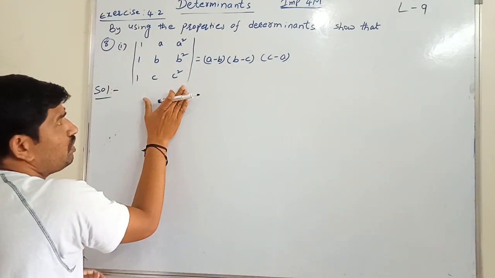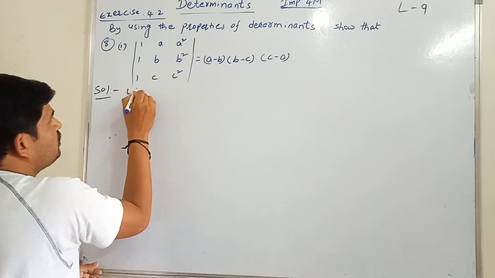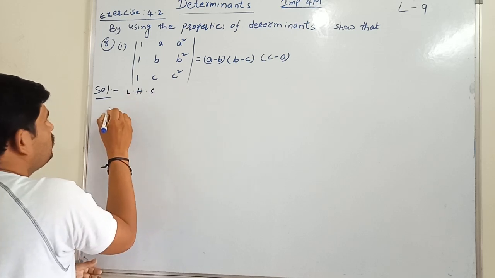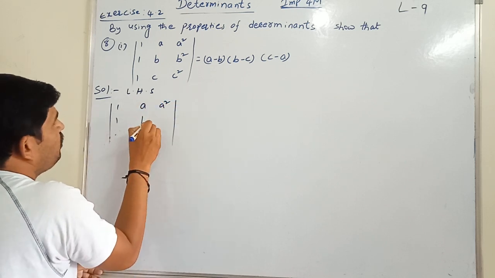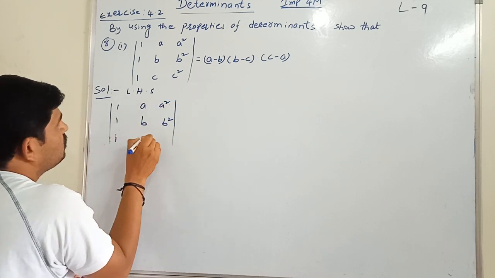See, by using the properties of determinant, show that this is the question, number 8, bit number 1. Now I am taking the LHS because this is a show-that question. That is the determinant with rows 1, a, a square; 1, b, b square; 1, c, c square.